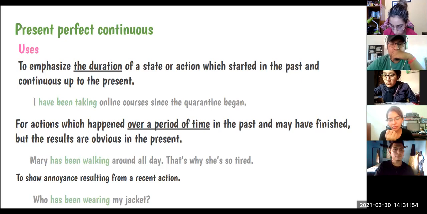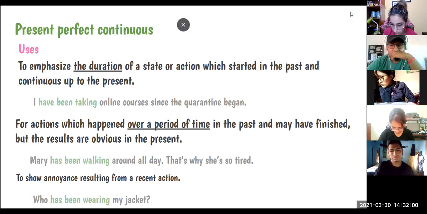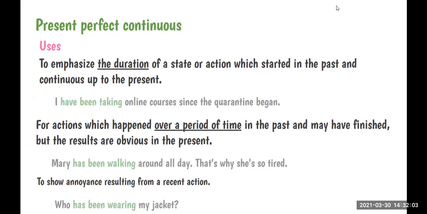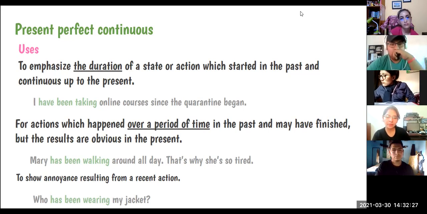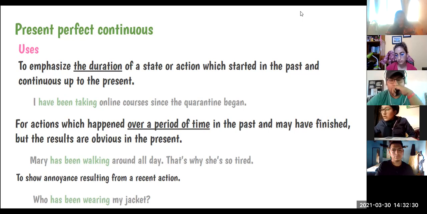For actions which happened over a period of time in the past and may have finished, but the results are obvious in the present. Luciana, please. I have been dancing all night. Again, please. I have been dancing all night. All night, okay. And what is the result? What could be the result? The result, I'm very tired. Okay, you are tired.